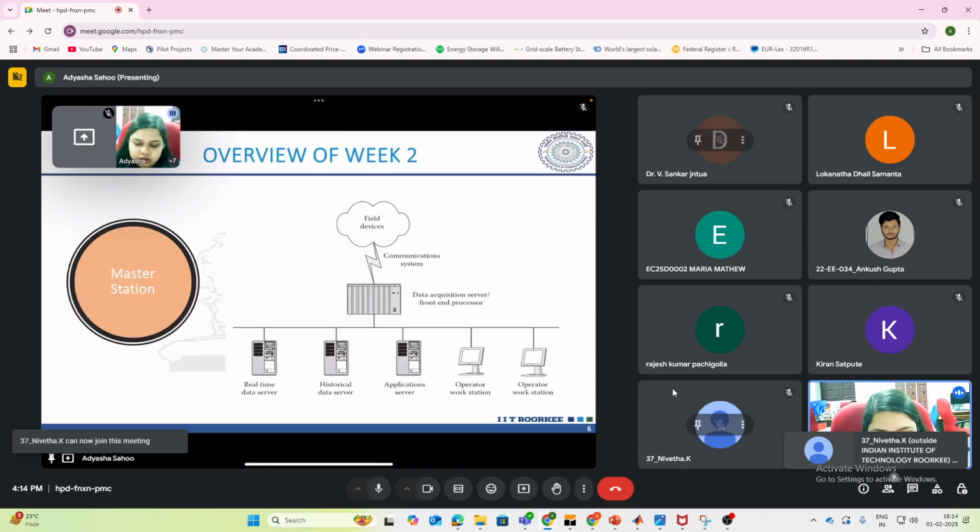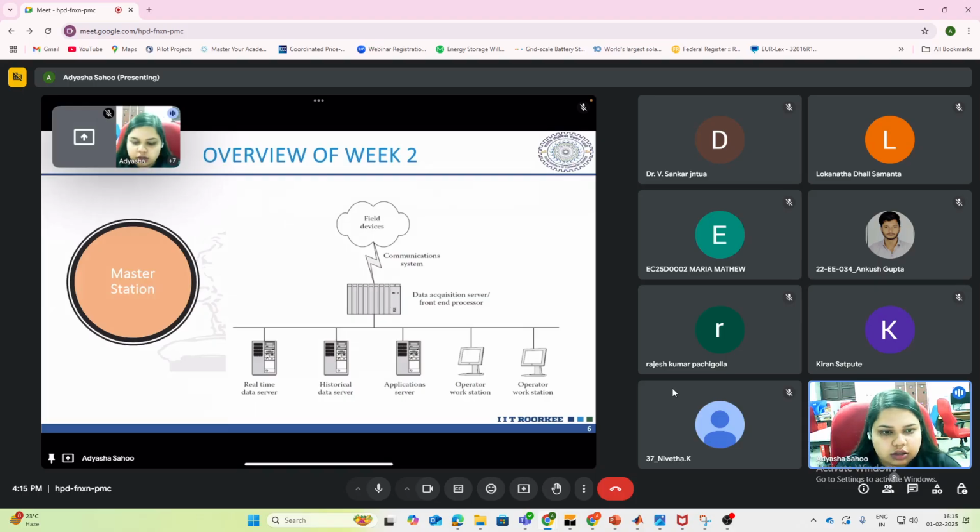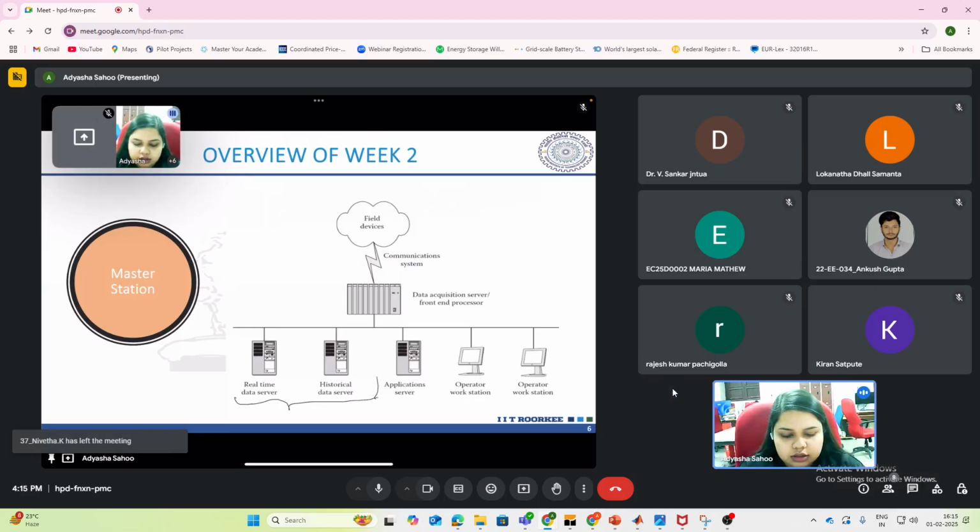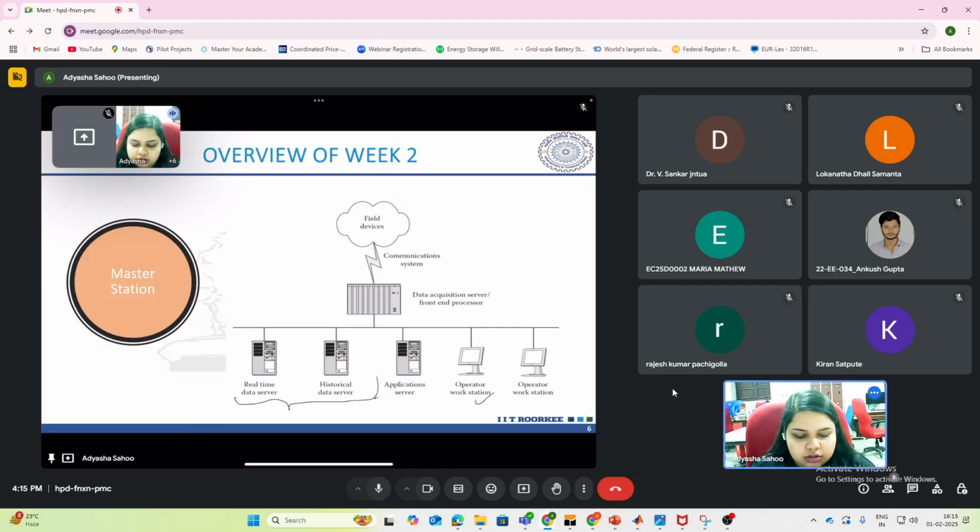So here again, this is the schematic diagram for the master station. Basically, you can see from the field devices, the data acquisition server will collect the data using communication systems, which can be wired or wireless, that we have seen in the previous discussion. Then all these real-time and historical data servers are there. Then the application server will do the computation, and this operator workstation is basically a human who will take the decisions depending upon the application server.